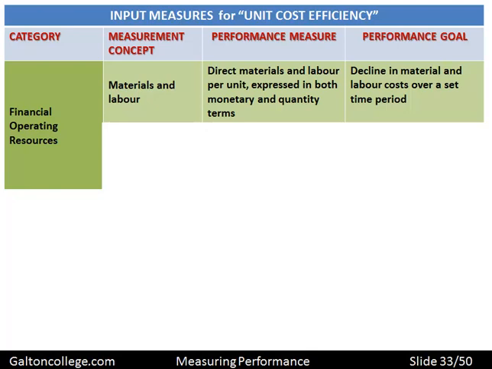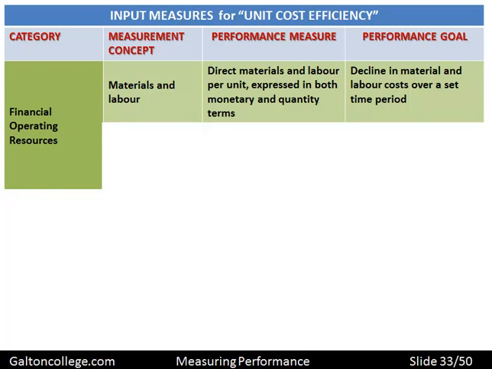And the performance measure is perhaps direct materials and labour per unit expressed in both monetary and quantity terms. So we're looking at the utilization of labour and materials. And that might be the basis for a measurement. How much labour was used in the production of a particular item, say last year, how much is estimated will be used next year. Perhaps the technology has changed.